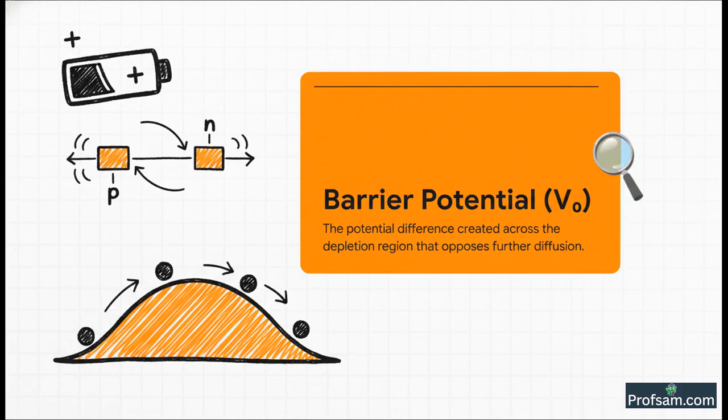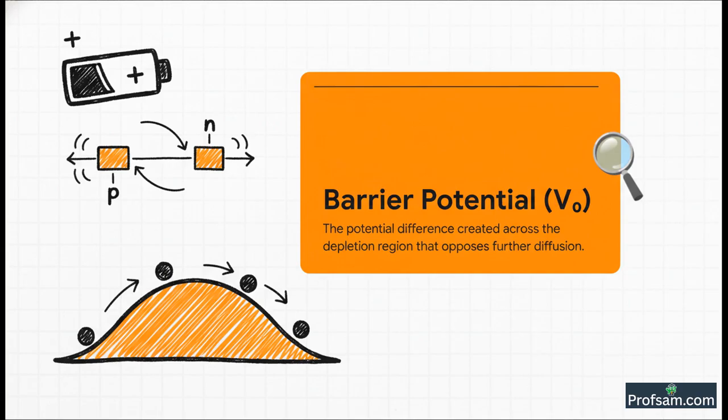You get an electric field. It's like a tiny battery has formed right there at the junction. This electric field creates a potential difference, and we call this the barrier potential. And it does exactly what the name suggests. It acts like a barrier.